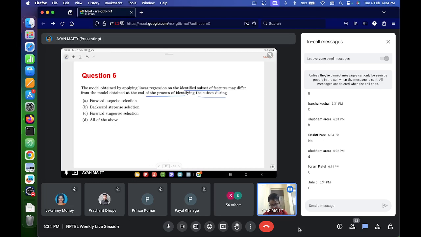So the model obtained by applying linear regression on the identified subset of the features may differ from the model obtained at the end of the process of identifying the subset. In which of these subset selection methods might that happen?